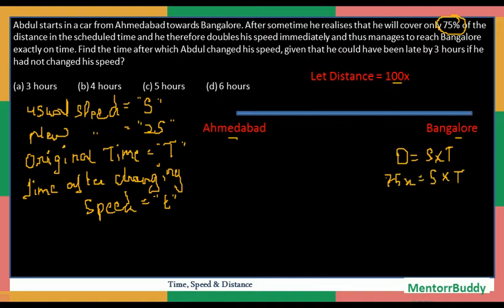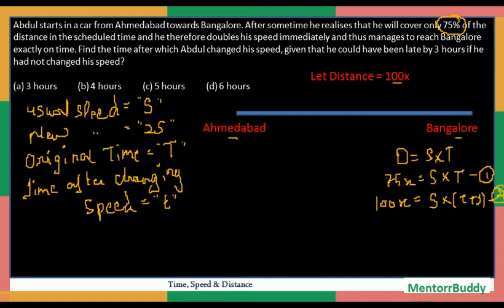This is, let's say, going to be the first equation. And it also says, find the time after which Abdul changed his speed, given that he could have been late by 3 hours if he had not changed the speed. If he had not changed the speed, in that case, in order to cover the distance of 100x, if the speed is s, the time taken will be 3 hours more. So that will be t plus 3 hours. So this is going to be, let's say, the second equation.